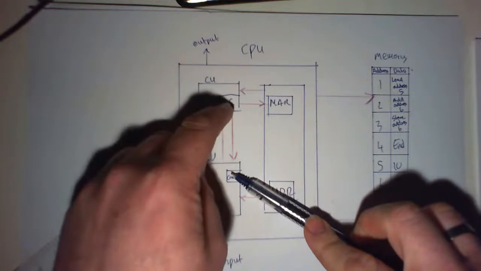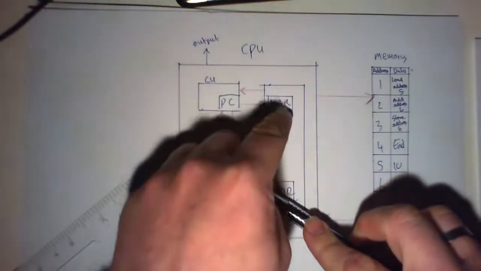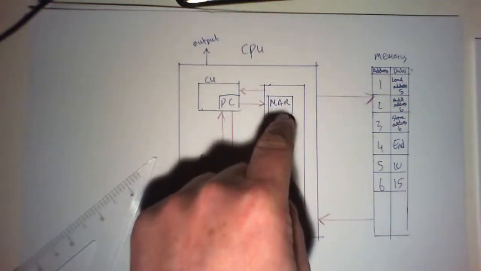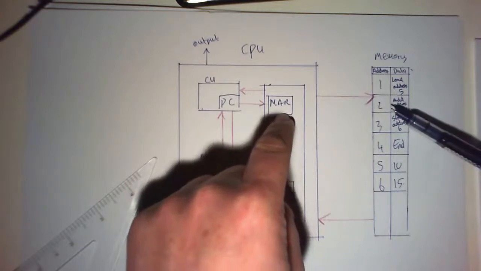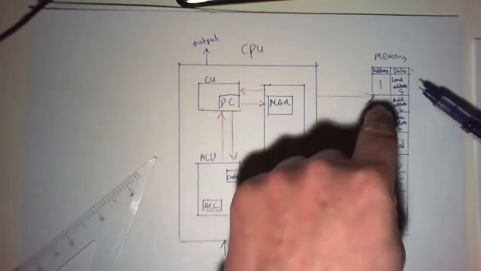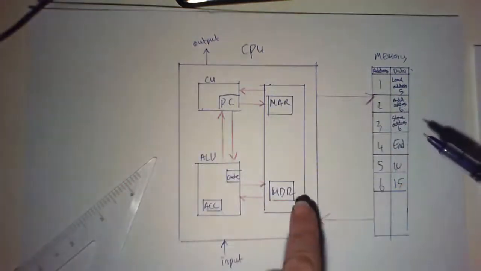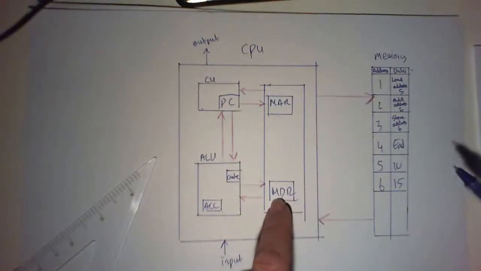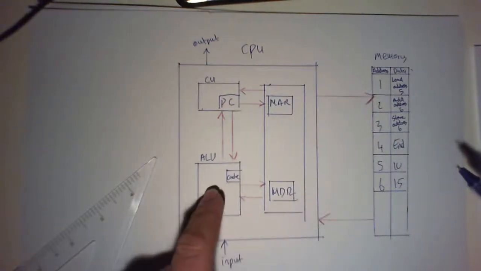The program counter is now on 2. It sends a signal to the memory address register to look in and get it. It looks in, it says add address 6, brings it down, fetches it to the memory data register, which pops it in.